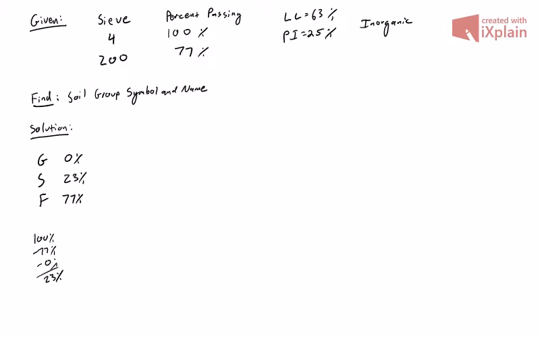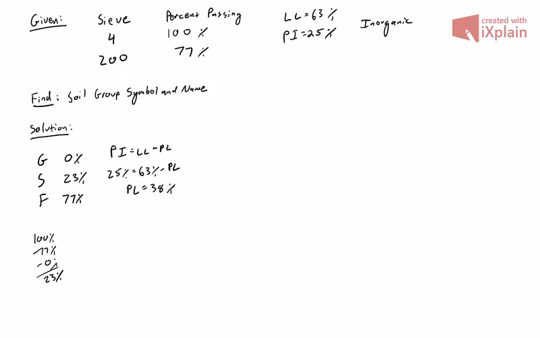All right, so the next thing we're going to do is solve for our plastic limit. So plasticity index is equal to liquid limit minus plastic limit. That's 25% equals 63% minus the plastic limit. Therefore, the plastic limit is 38%.